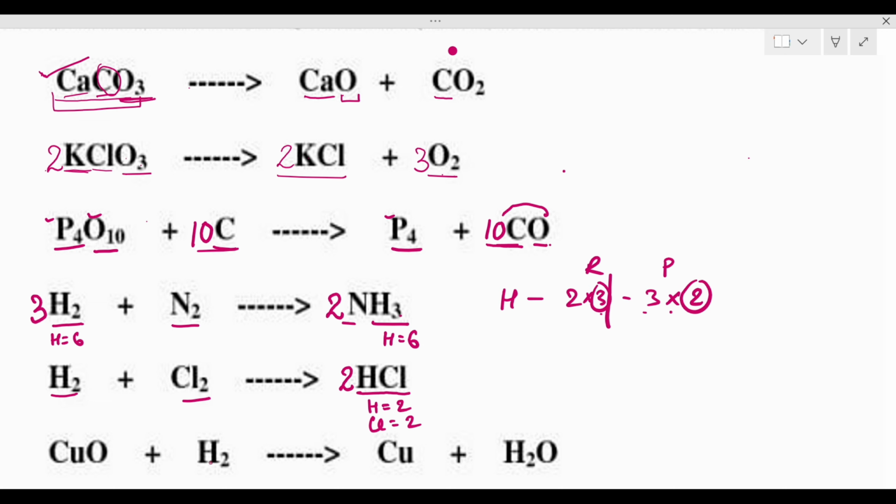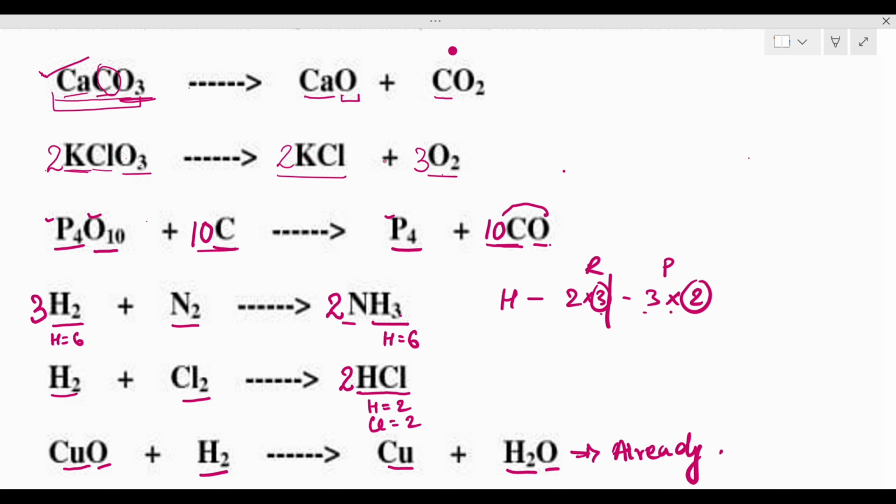Coming to the next equation, we have 1 Cu, 1 O on the reactant side. We have 1 Cu, 1 O on the product side, 1 H2 on the reactant side, 1 H2 on the product side. So the equation is already balanced.